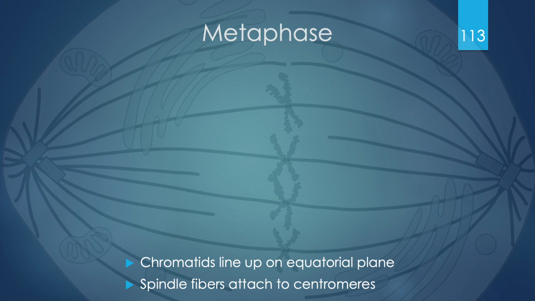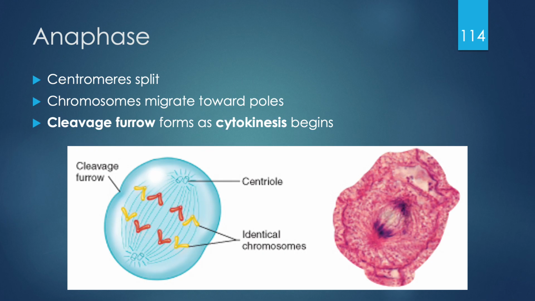In metaphase, the chromatids line up on the equatorial plane. So you can see all those X's lining up right down the center of the cell and the center of the screen, and spindle fibers attach to centromeres, which are now oriented at both ends of the cell. In anaphase, the centromeres will split, and the chromosomes are pulled and migrate towards the poles.